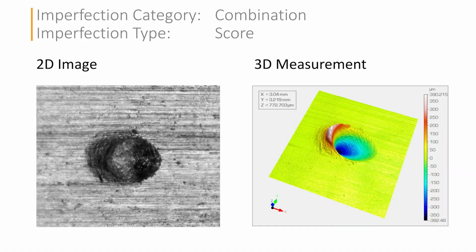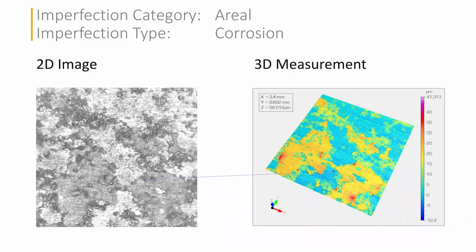Surface imperfections can also combine raised and recessed regions. This example shows a score. The 2D image clearly indicates a defect, but it does not provide an unambiguous description of its geometry. The 3D topography immediately shows both the raised material and the depression, and allows their dimensions to be quantified. And finally, not all imperfections are isolated features. Corrosion, for example, may affect an extended area. Here, 3D measurement can characterize both the spatial extent of the affected region and the associated changes in surface height. This illustrates why surface imperfections are fundamentally a three-dimensional measurement problem.